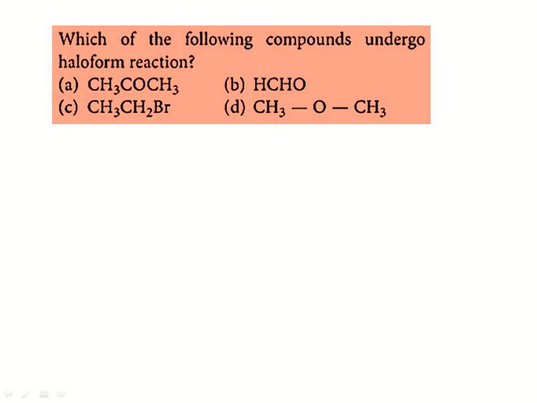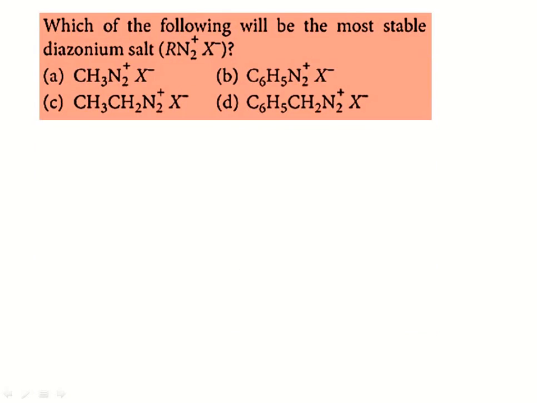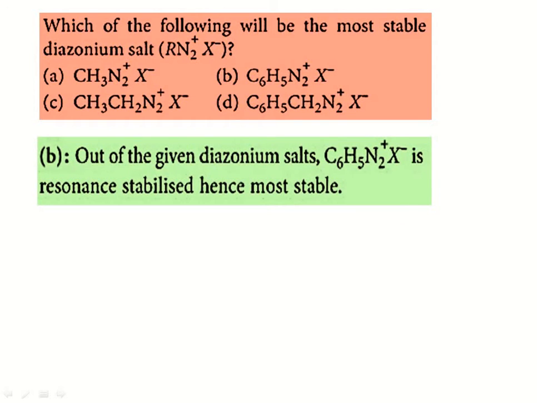Next question. Which of the following compounds undergo haloform reactions? To undergo haloform reaction, the compound must have a methyl ketone group. A has a methyl ketone group, or this kind of secondary alcohol group. So A is the right answer. Next question. Which of the following will be the most stable diazonium salt? Benzene diazonium salt is resonance stabilized, that's why it's most stable.